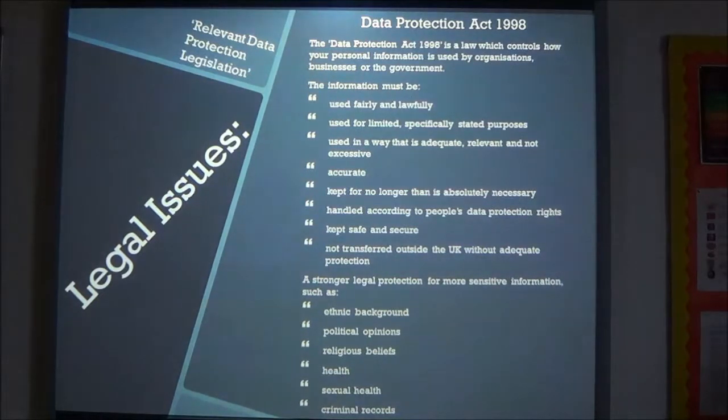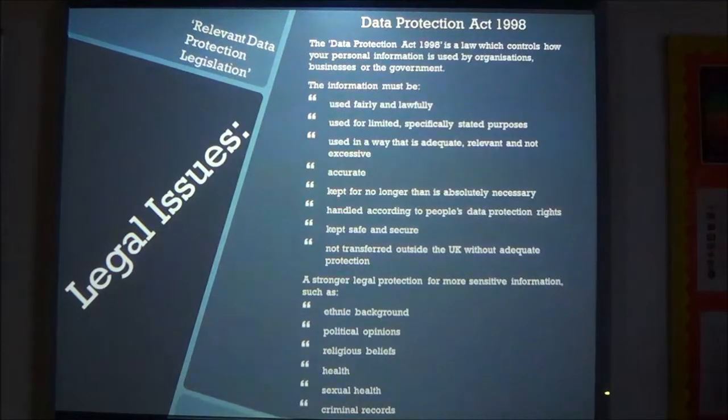There is stronger protection for more sensitive information, which includes ethnic issues, political opinions, religious beliefs, health, sexual health and criminal records. An example of this in Tesla would be the personal information an interviewee gave us when they wanted to work with Tesla.